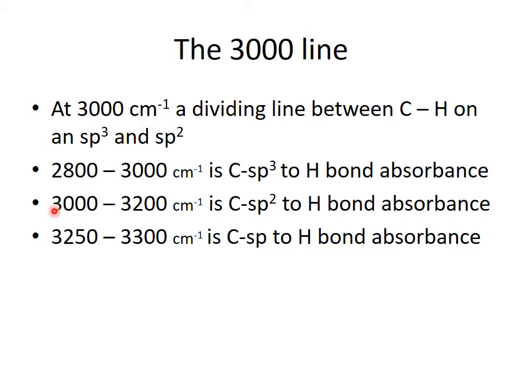So from 3000 to 3200, you find the carbon sp2 to hydrogen. And then even higher, you find the carbon that is sp to hydrogen, as in a terminal alkyne is where you will see this. So that's at 3200 to 3300. And again, the overlap is not there, so you really can look at this and say, oh, that's a cutoff line.